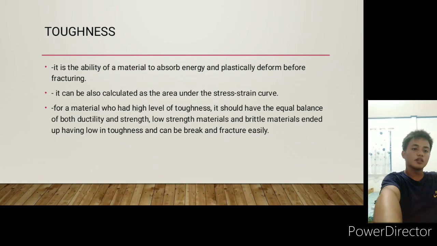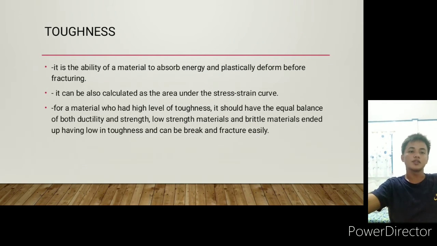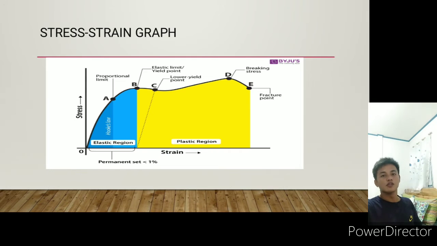A material with a high level of toughness should have an equal balance of both ductility and strength. Low strength materials and brittle materials end up having low toughness and can break and fracture easily. So now, we are going to discuss the stress-strain graph.